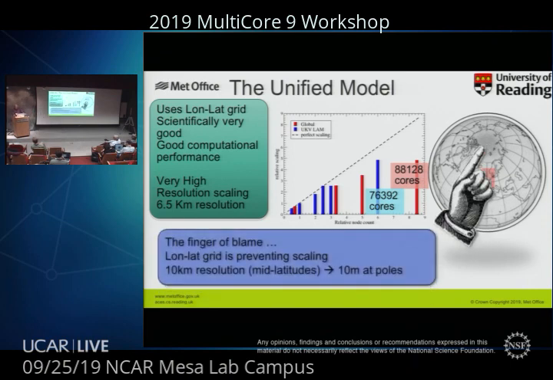because it doesn't do so well, and the finger of blame is the longitude-latitude grid. At 10 kilometers at mid-latitudes, the grid spacing is 10 meters at the pole. So that's where all the problems are coming from, and it stops the scaling.